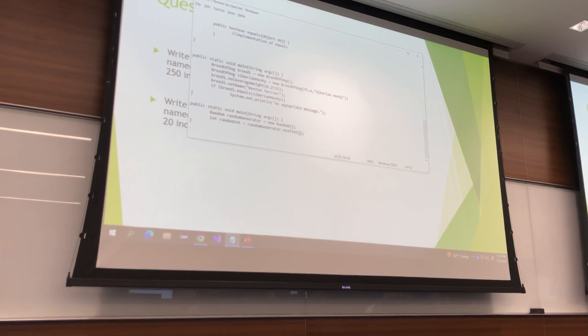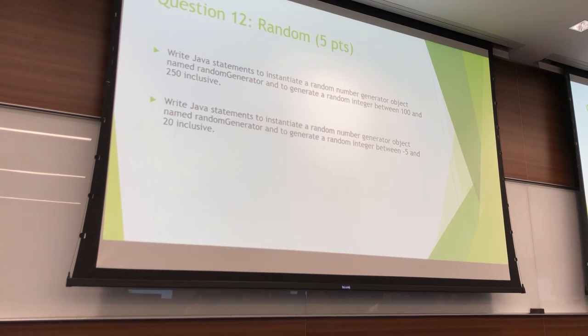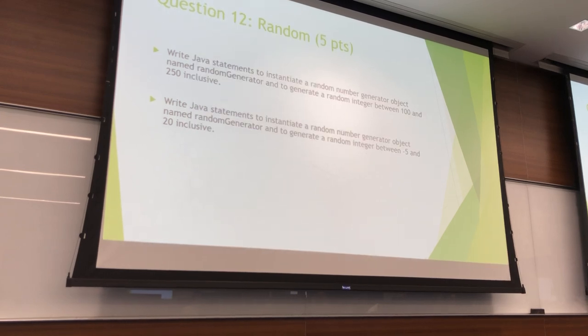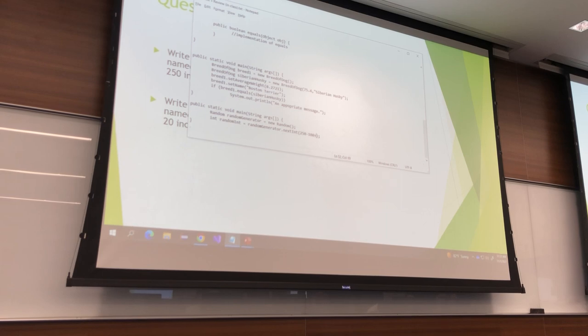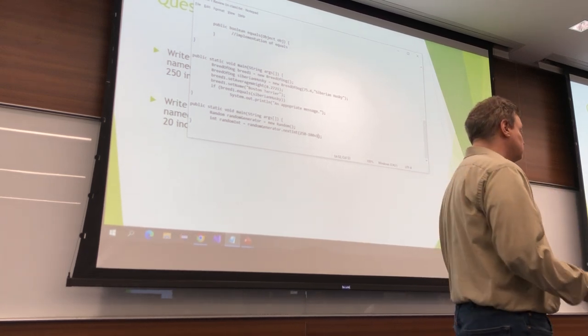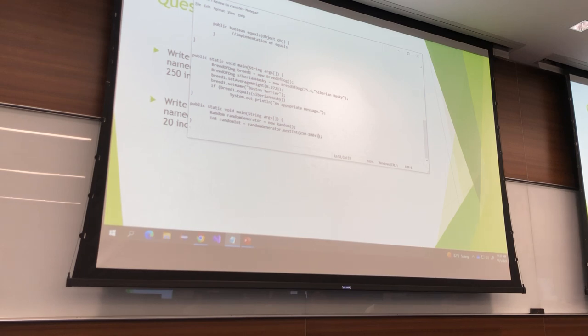The other way to remember that is that it's just the number of things that you want to pick from, right? So the max here is what? 250. Minus the min, which is what? 100. Plus 1. So really what I'm doing is generating between 0 and 150 here. Then, outside the parentheses, I need to add the minimum again. And that will make me generate between 100 and 250.